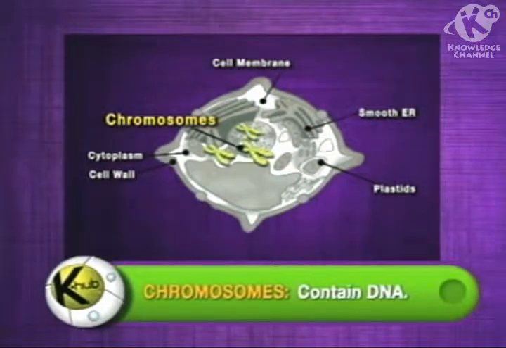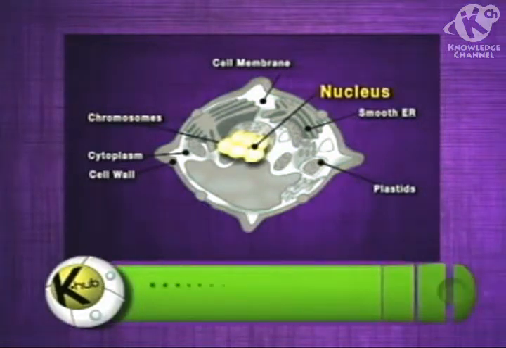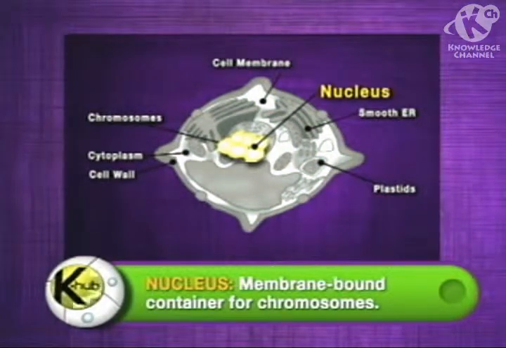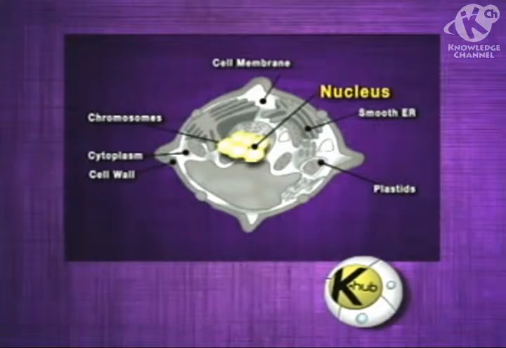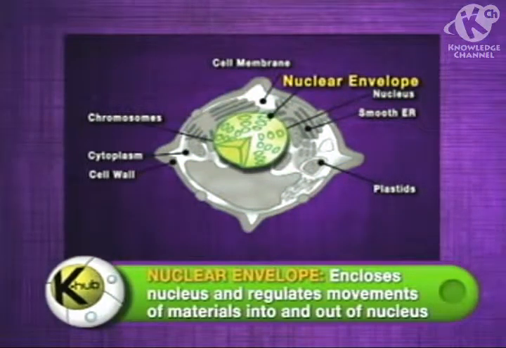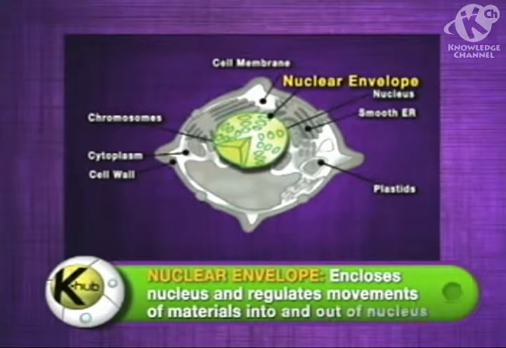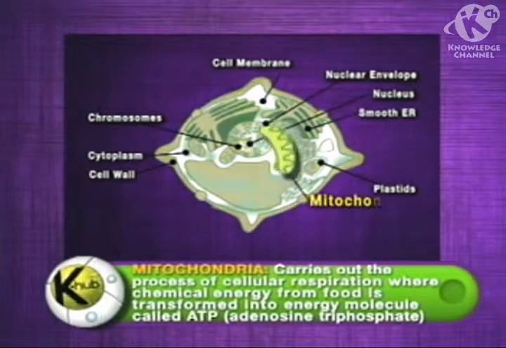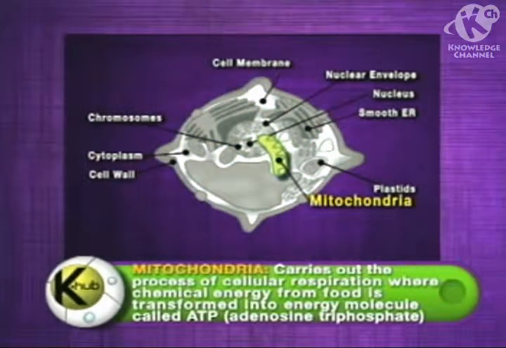Chromosomes contain the DNA. Nucleus, membrane-bound container for chromosomes. Nuclear envelope, encloses the nucleus and regulates movements of materials into and out of the nucleus. The mitochondria carry out the process of cellular respiration, where chemical energy from food is transformed into an energy molecule called adenosine triphosphate, or ATP.